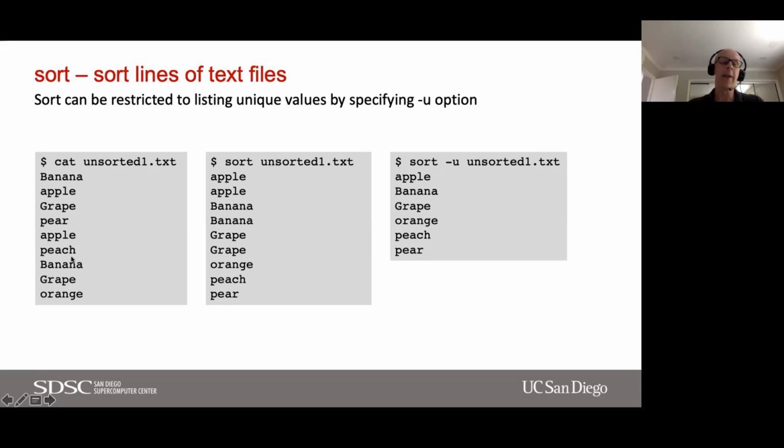So we're going to go back to the original file unsorted1.txt. Again, we see we have a random listing of fruits. If I sort it, then I'm going to see apple, apple, banana, banana, grape, grape, orange, orange, peach, pear, pear. And if I wanted to know just what are the unique values, I could do a sort -u, and now I've listed it down to just the unique entries: apple, banana, grape, orange, peach, pear.